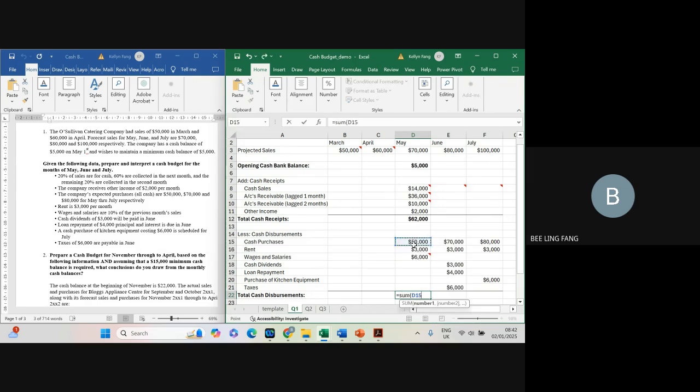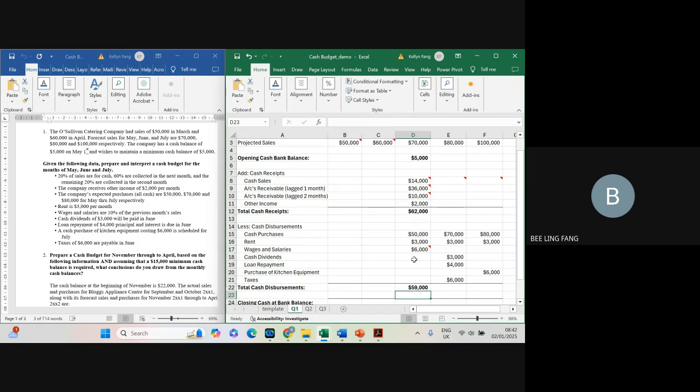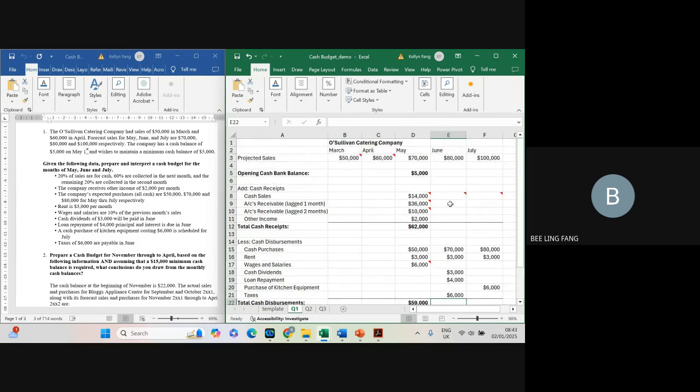So for this one, okay, but this one I have to fill in first, right? Because this one I have to calculate the cash sales. Cash sales is 20%, right? Times the previous one. Not previous, the current one. Then the lag one is the previous one, sorry.